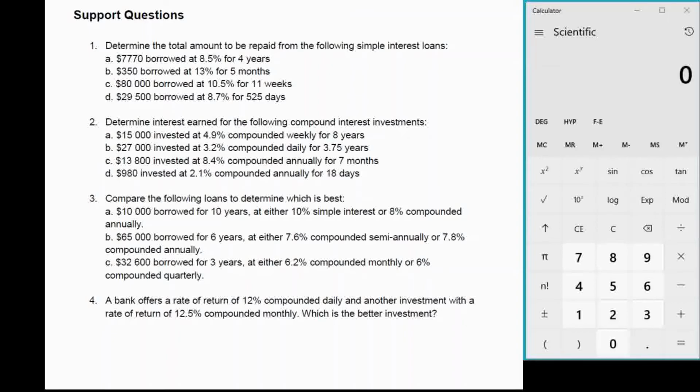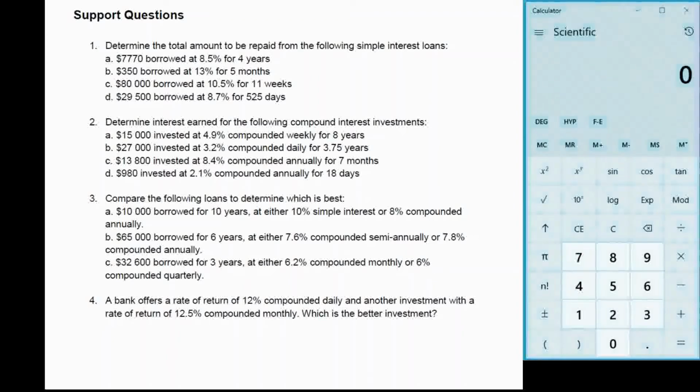Let's just say $10,000. I'll do half of this question, so I'll just do the compounded daily one. $10,000 times 1 plus 0.12 divided by 365. And let's say I invest this for 1 year, so to the power of 365. This is how much money I would earn compounded daily. You need to do the same thing with $10,000 compounded monthly for 1 year and compare those two investments. Which one makes you more money?